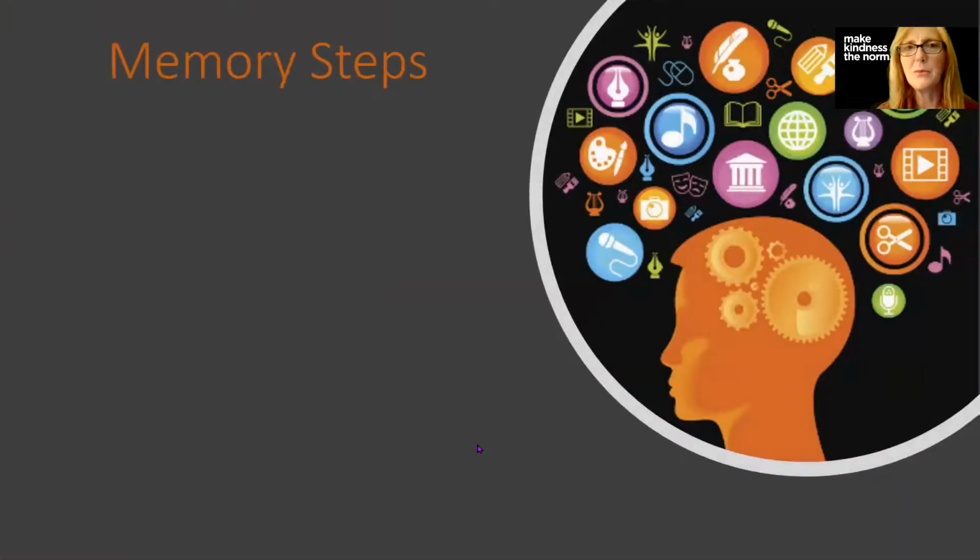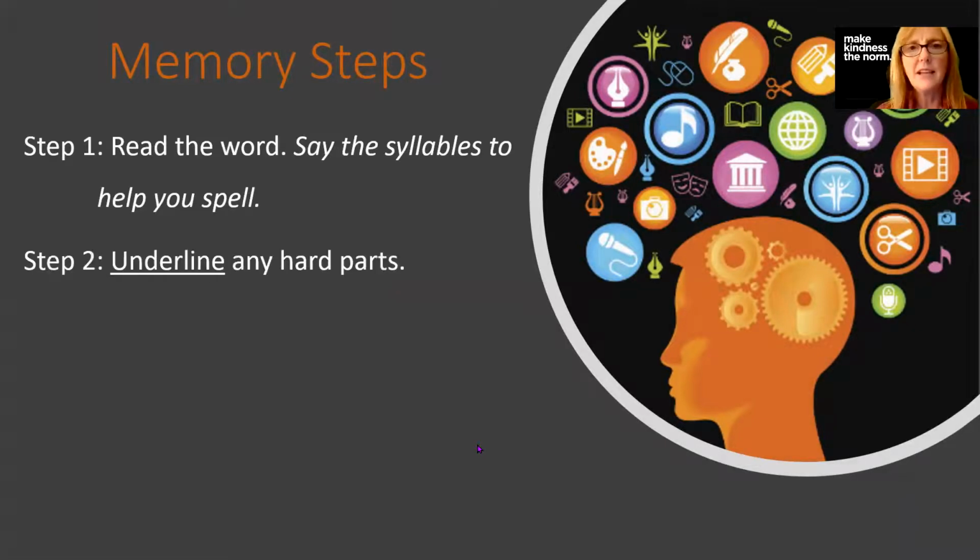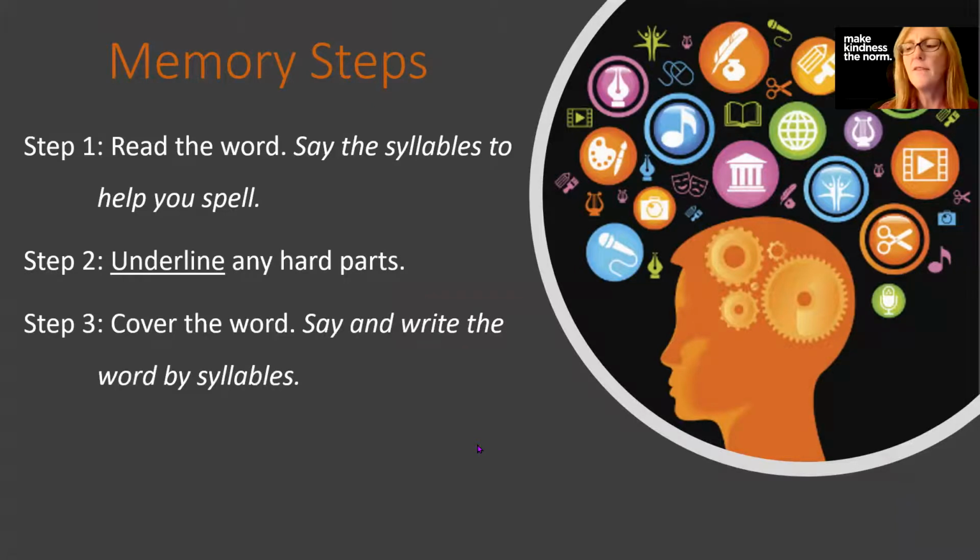Okay, remember these memory steps as you practice your words this week. We have read the word, say the syllables to help you spell, then underline any hard parts of the word, cover the word, say the word, write the word in its syllables, okay? And then of course, check.